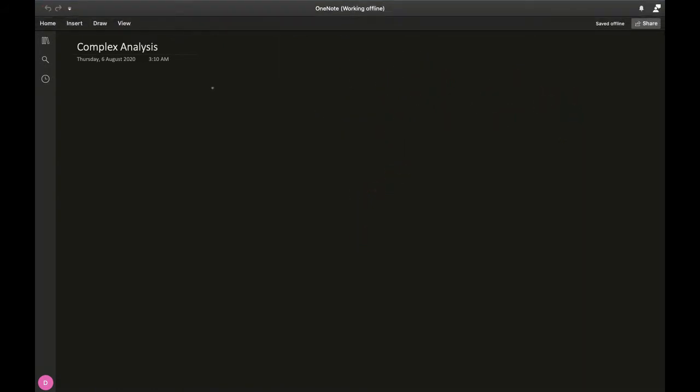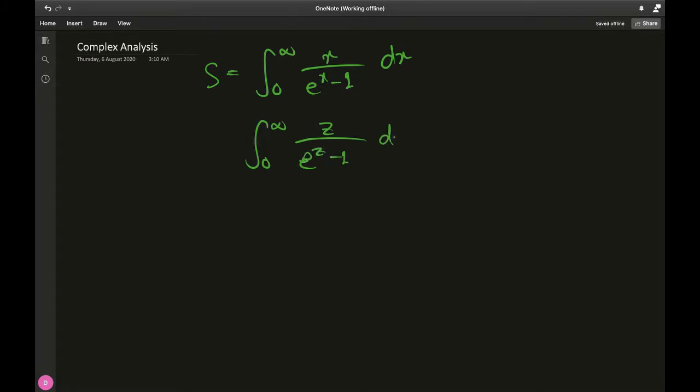Okay, so S is equal to the integral from 0 to infinity of x over e to the x minus 1 dx. Now what we're going to do is have this written in terms of complex numbers. So we can have the integral from 0 to infinity of z over e to the z minus 1, where z is some complex number, and f of z we'll just call the integrand, which is z over e to the z minus 1.